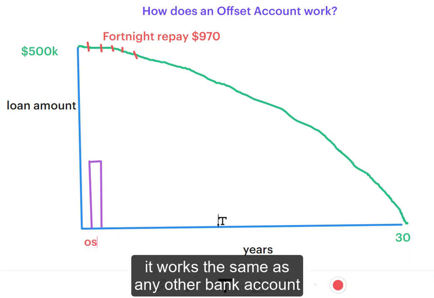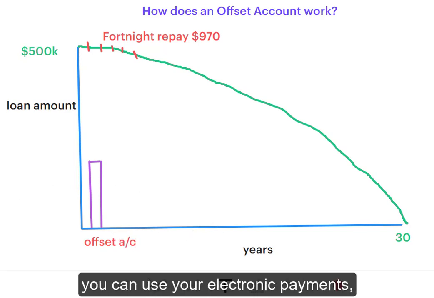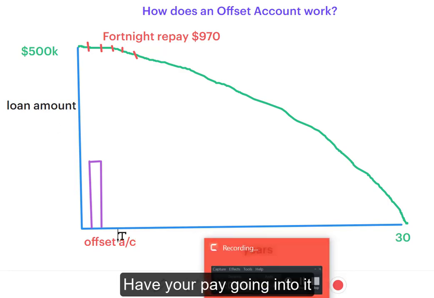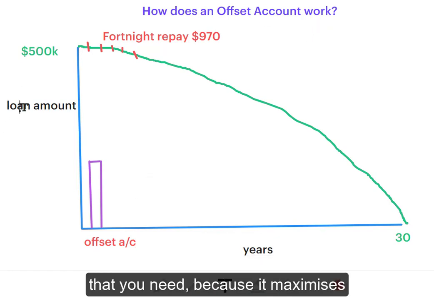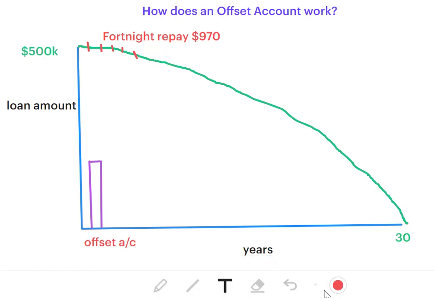It works the same as any other bank account that you've got now, like a current account. So you get an ATM card, you can use your electronic payments, whatever you'd like to do with it, have your pay going into that. I always recommend this, and look, essentially it's really the only bank account that you should have because it maximizes the benefit of paying down your mortgage much quicker. And so I'll go through that now and explain it.